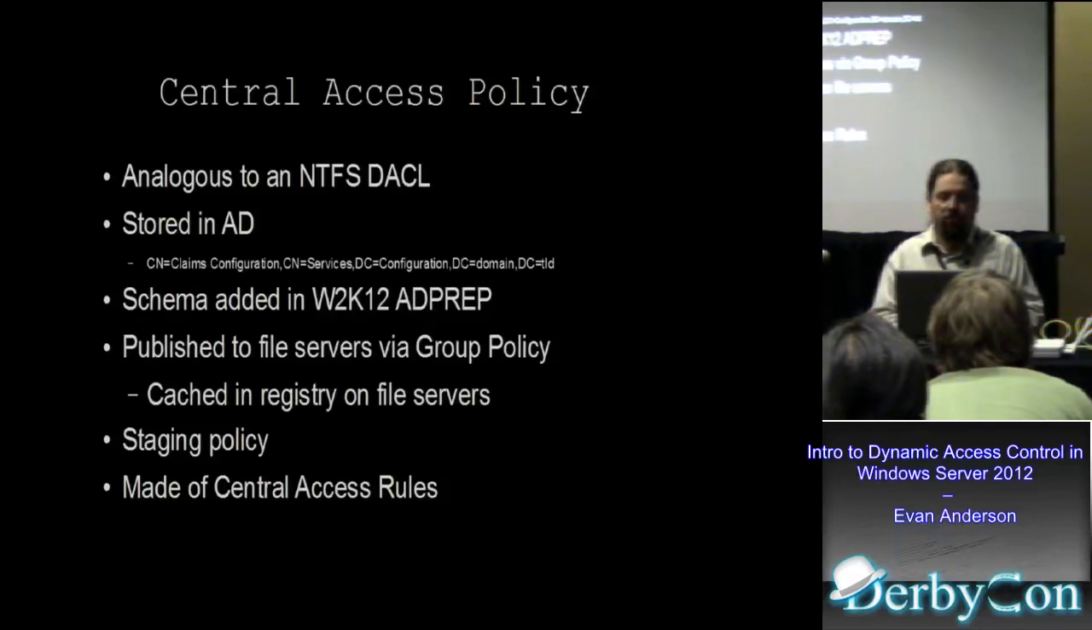The file servers pull down this ACL from AD and store it in their registry, and then they refresh it periodically. And this is what the file servers use to then evaluate access attempts on resources. There's a neat feature in here called staging policy that I probably should have dedicated some slides to. I'm just going to quickly hit what that is. You can have two central access policies. You can have the current applied policy that file servers are actually using, and you can have a staging policy where you're trying out new modifications. Because if it were all production and you made a mistake, you could break access to resources big time.